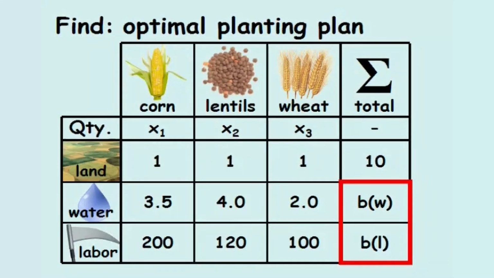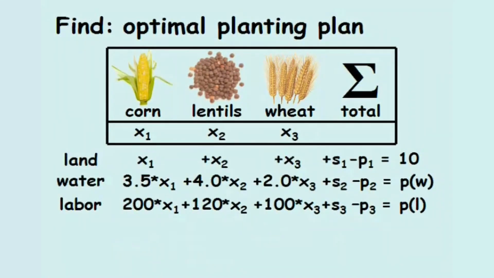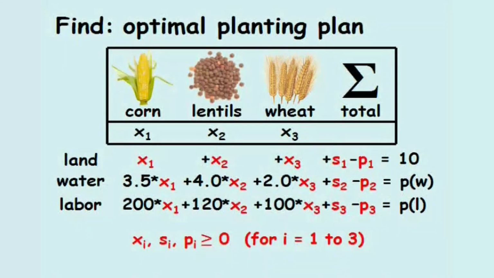If we write out the constraints for land, water, and labor, we'll include the term S as a slack variable in case the resource is not completely utilized. And we'll include a penalty term, P, to serve as a surplus variable in case it turns out there are not enough resources to grow and sell the quantity of crops planted. In this equation, all variables x, s, and p are non-negative.